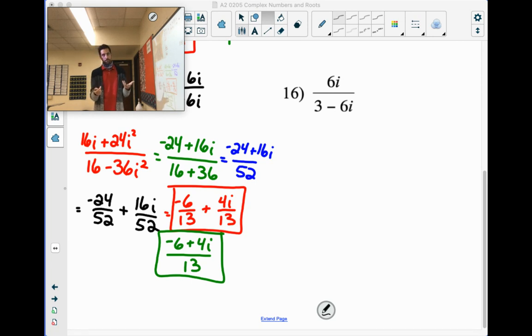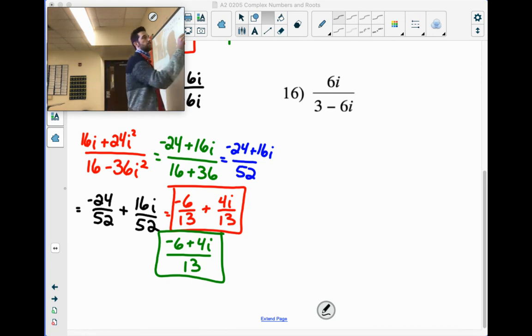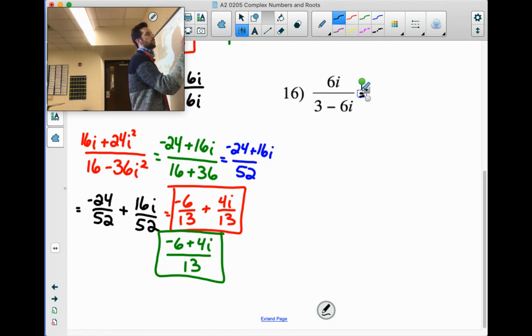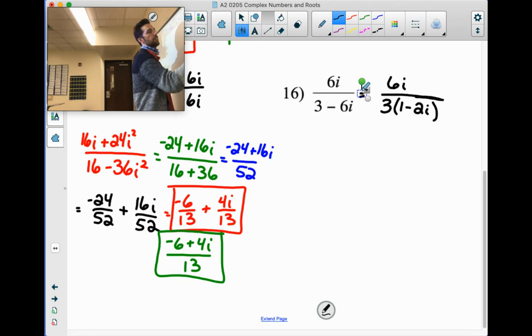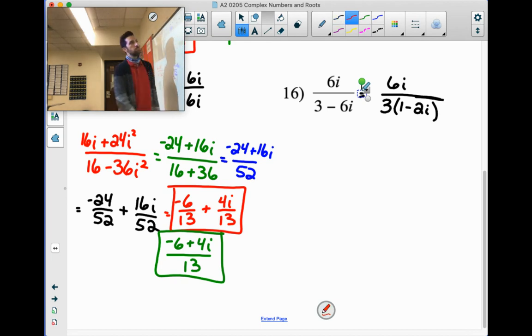What do they have in common? They have 3 in common, right? So think of this in factored form. We would say 3 times (1 minus 2i), because 3 times 1 is 3, 3 times 2i is 6i. So then look at the big numbers out in front. We have 6 over 3. Now 6 divided by 3 is 2. So we can make this 2. We can make this a 1, which just vanishes. So simplified, we're looking at 2i over 1 minus 2i.